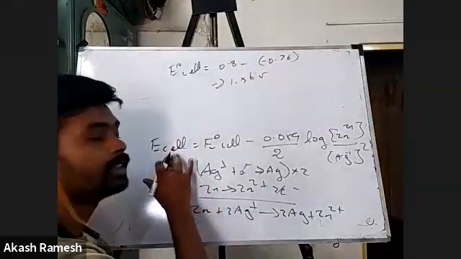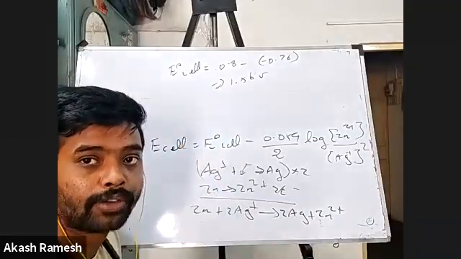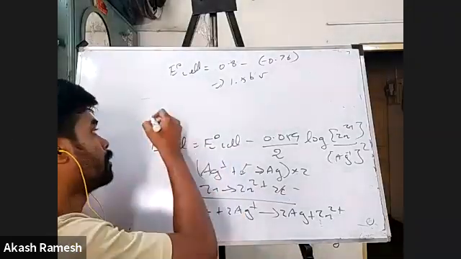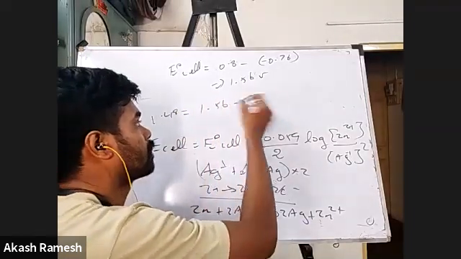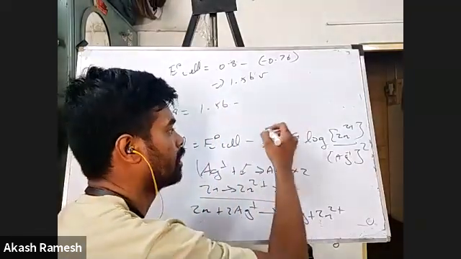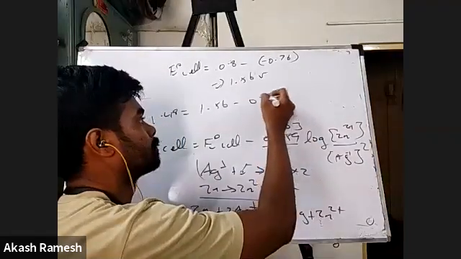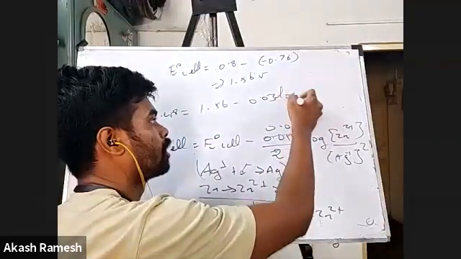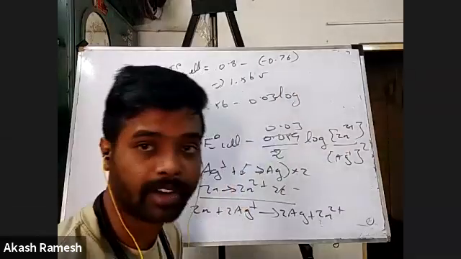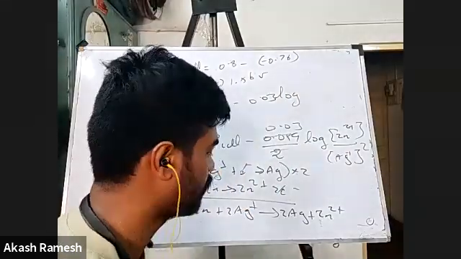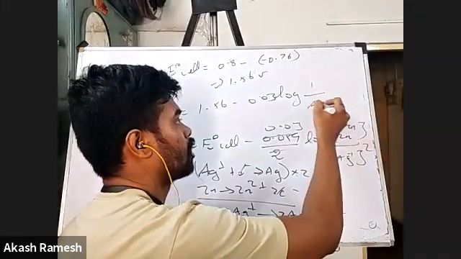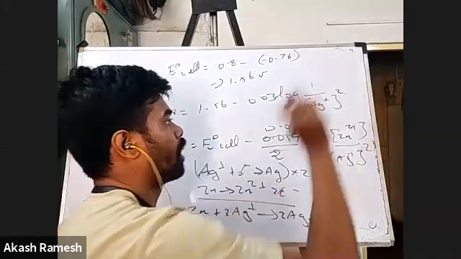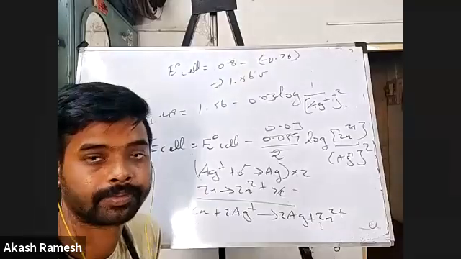They have given the E cell value also. The measured potential for this cell is given to you. That is 1.48 is equal to 1.56 minus approximately 0.03 log of Zn2+ concentration, which is given as 1 M, it's a 1 M solution of zinc nitrate. So it is log 1 divided by concentration of Ag+ squared. That's it.